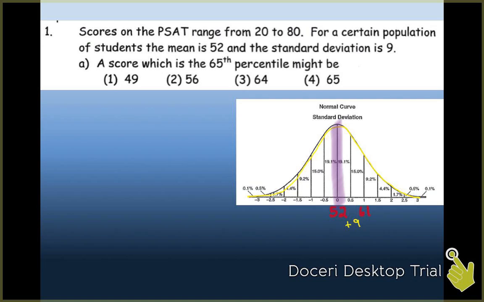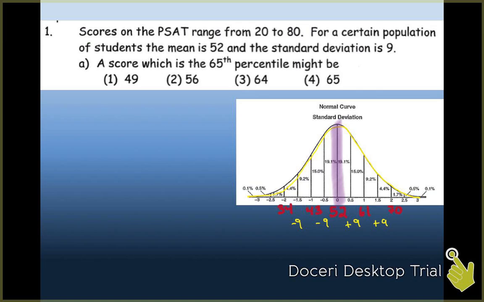And if I go up to 2, I'm going to add another 9 on it. So that's 61 plus 9 is 70. If I go the other way, from 52, I'm going to subtract 9. And I'll end up at 43. Sorry, not 41, 43. And if I subtract another 9 to get 2 standard deviations below, I would end up at 34. And they say which score is within the 65th percentile.